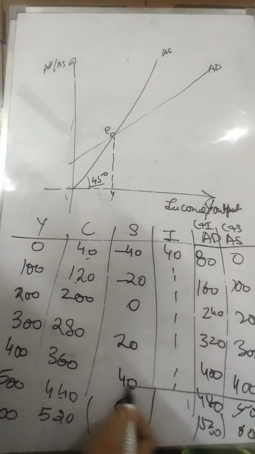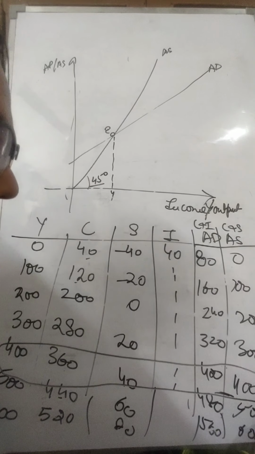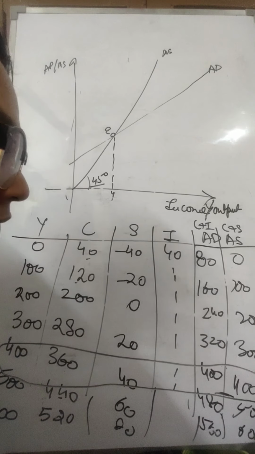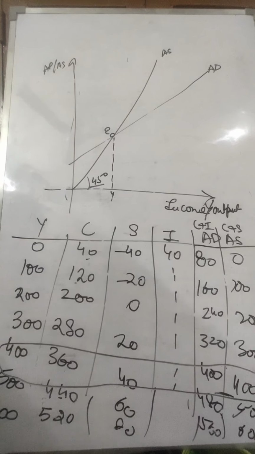So at this level I am having my AD equal to AS. So this will be my equilibrium level where I will be under equilibrium. Okay, so whenever you are going with the equilibrium, you will have to explain it through schedule and diagram as well. This will make your question look much more presentable and you will be able to score good marks here.